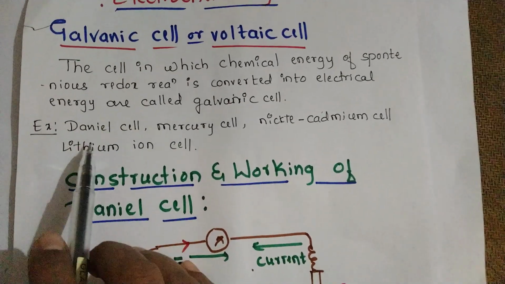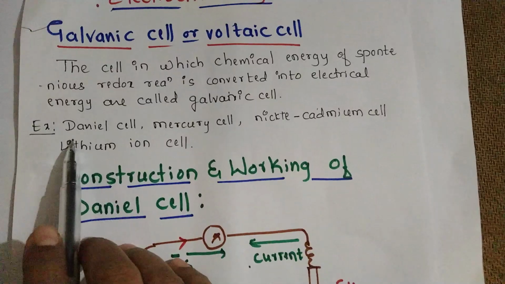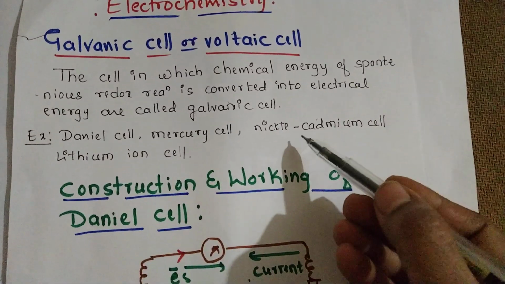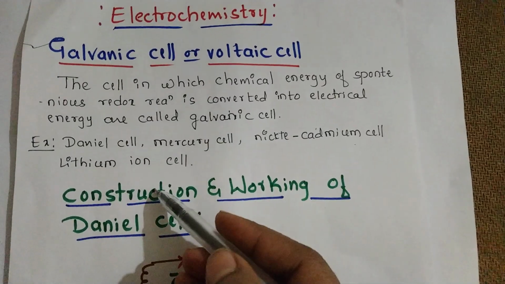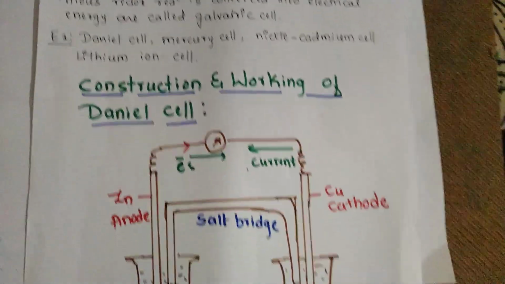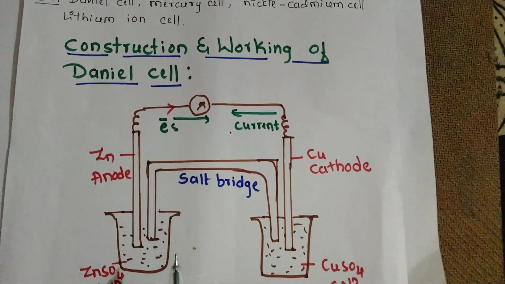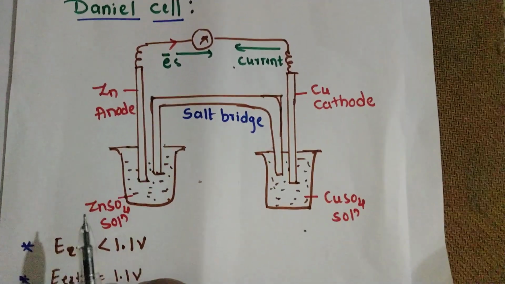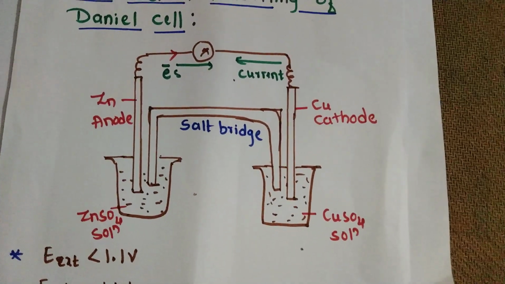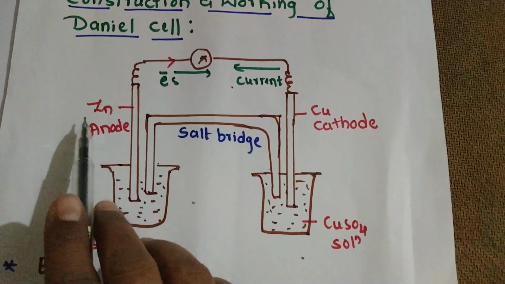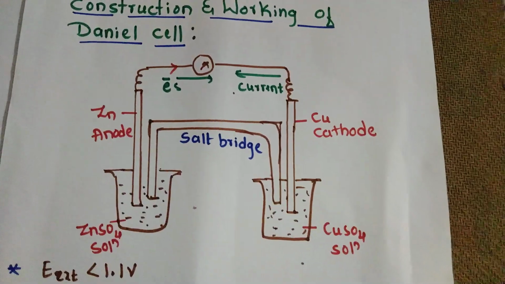For the galvanic cell, the examples are mentioned here: Daniell cell, mercury cell, nickel cadmium cell, and the lithium ion cell. Okay, here I am going to discuss the construction and working of a Daniell cell. The Daniell cell consists of two metallic rods. One is zinc and the other one is copper.